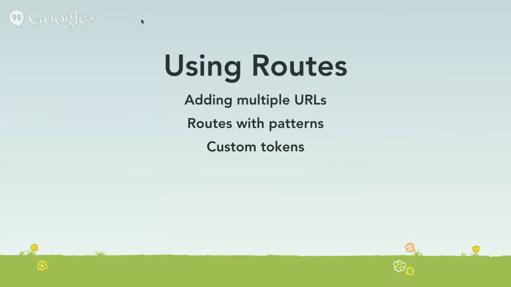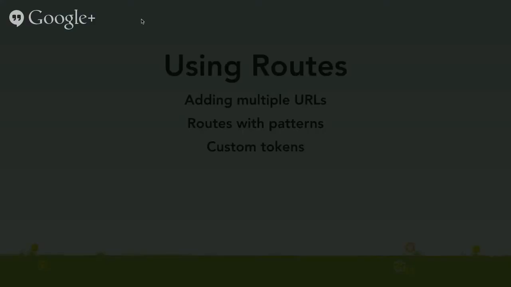Because this is a fairly dynamic process, it means we can add extra rules, or what we call routes, into that process, so that when it's looking for the page, we can add in more things to be considered. So in a very simple case, we can actually add in multiple URLs for a page.